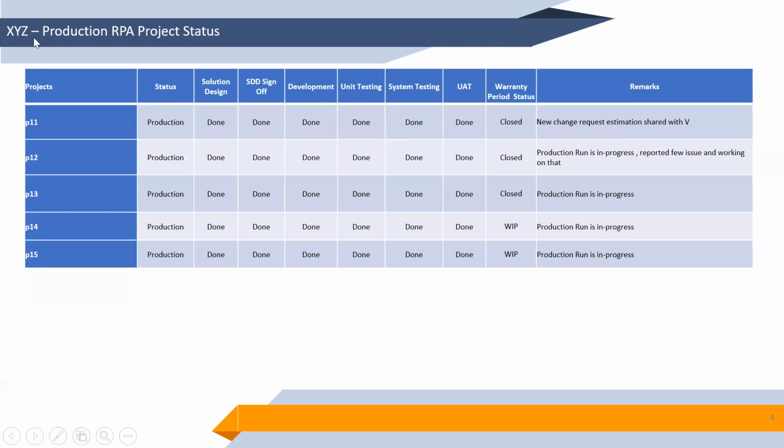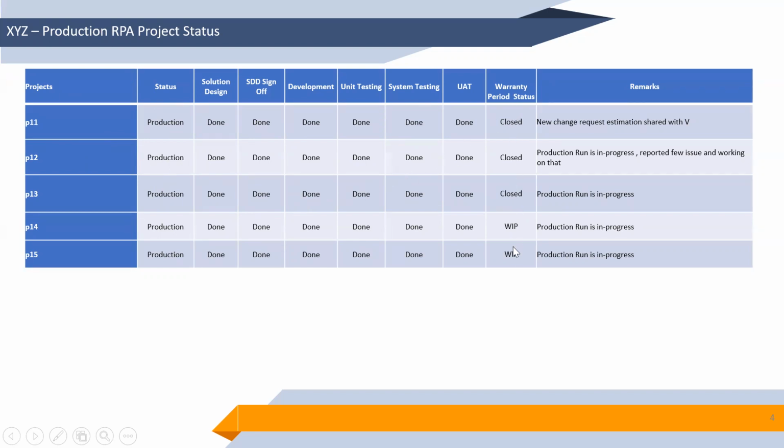You can see the first header is XYZ company name and the production RPA project status. These are the production RPA projects. Here, as in the previous one, you can mention the project names in the first column, specific to each project. You can mention the status, whether it is in production and so on. This slide is for production, so I kept all the statuses on production, and every phase is marked done because it has already gone to production.